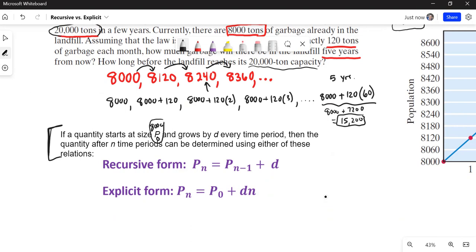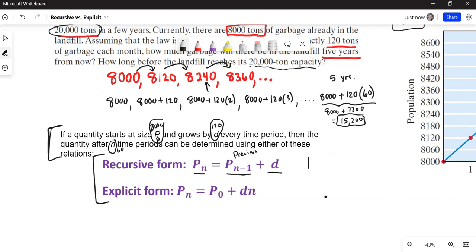And grows by D every time. Well, every time it grew by 120 tons. Then the quantity after N time periods, now what we just did is we made N be 60 in our previous example, but you can use these general formulas. The recursive formula would say P sub N means the amount at any time. You take P sub N minus 1, that's the previous, because N minus 1 is one less time period, plus 120. So let me give you an example of what I mean.